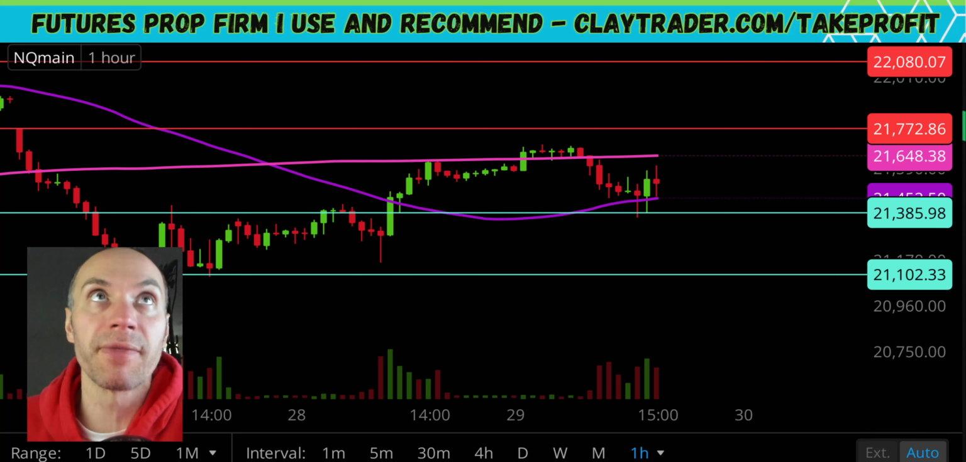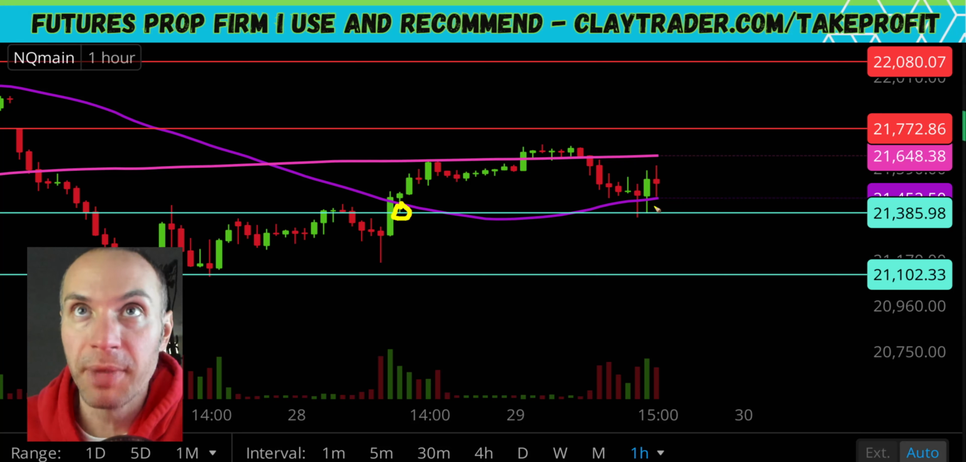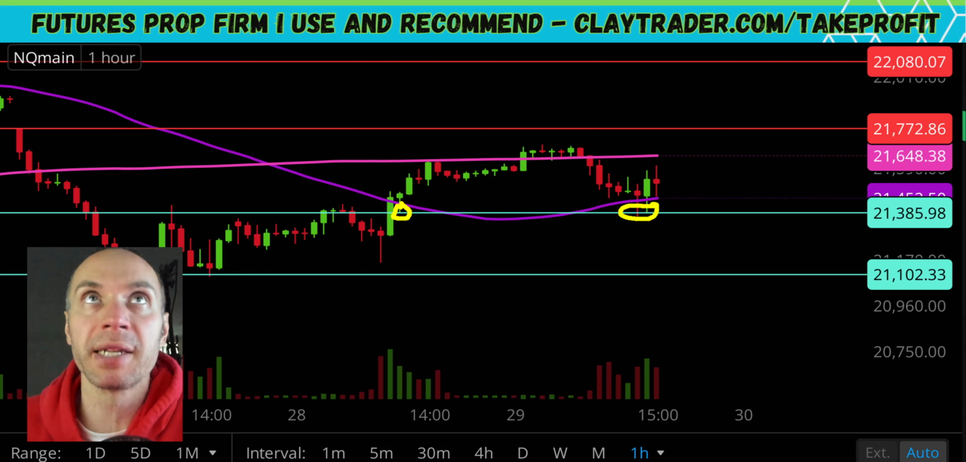So 386, in fact, if you go back here, you can see that's right where the price bounced from, and then basically a couple times right there. So any sort of rollover right there, 386 will be a key level.